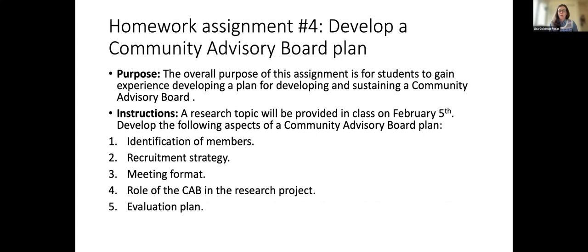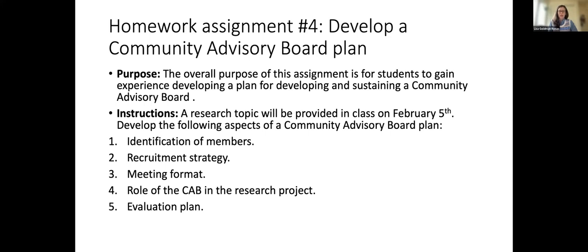Okay, assignment number 4 is about developing a community advisory board, or a plan for a community advisory board. How many of you have heard of community advisory boards? You can raise your hand or your emoji hand. I see Emily has. I can't see everybody. Okay, so we'll give you a research topic in class, and then you'll develop the community advisory board plan. This is something that we do in grants all the time, and develop community advisory boards for different projects all the time. So we'll learn a lot about community advisory boards.